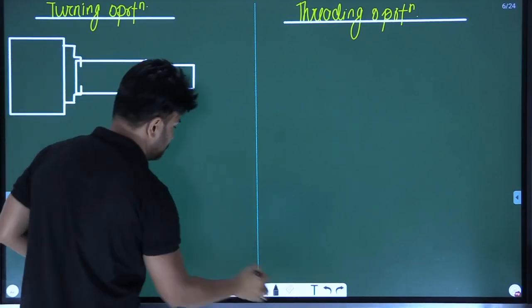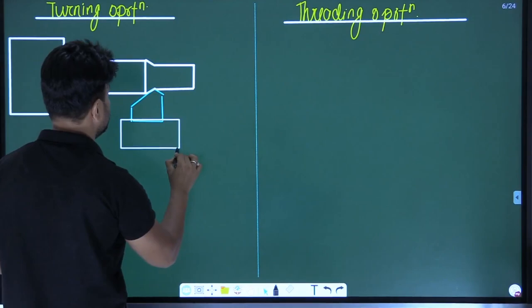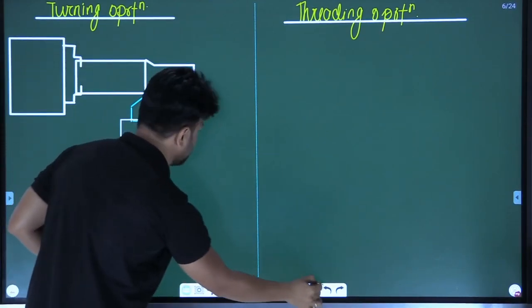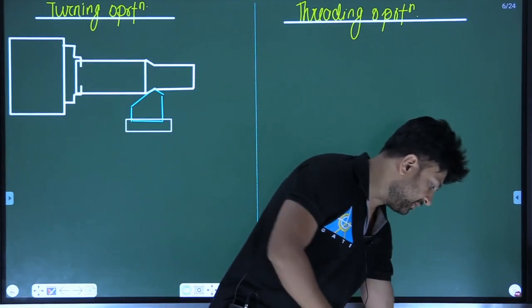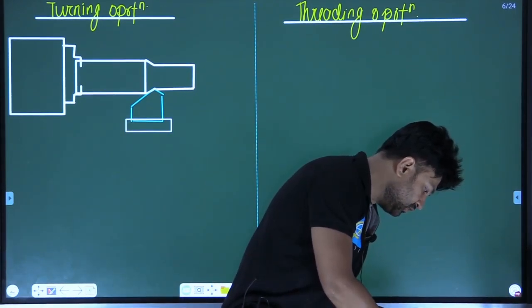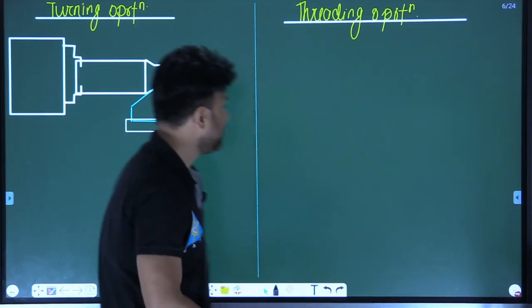Now below the tool, tool is mounted on where? Tool is mounted on the tool post. Right. So this is the tool post. Am I clear? Clear, my dear student? This is a tool post.